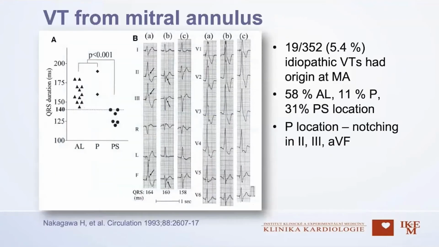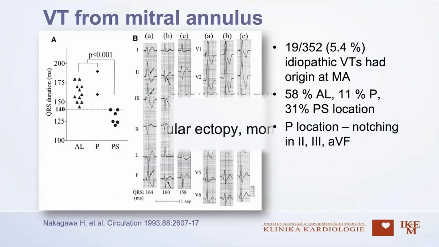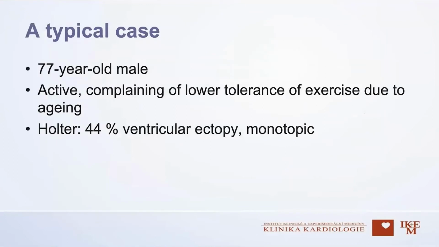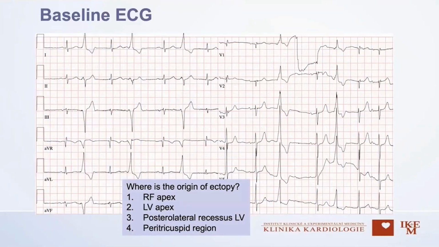Other locations in the left ventricle: VTs from the mitral annulus. Again, a very specific entity. Because it's from the mitral annulus, it must be positive from V1 to V6. And again, depending on location, whether it's superior or inferior, will determine the axis. And you see that predominantly it's from the anterolateral area. And there is a typical case again, a lot of ectopy, with complaints of low exercise tolerance.